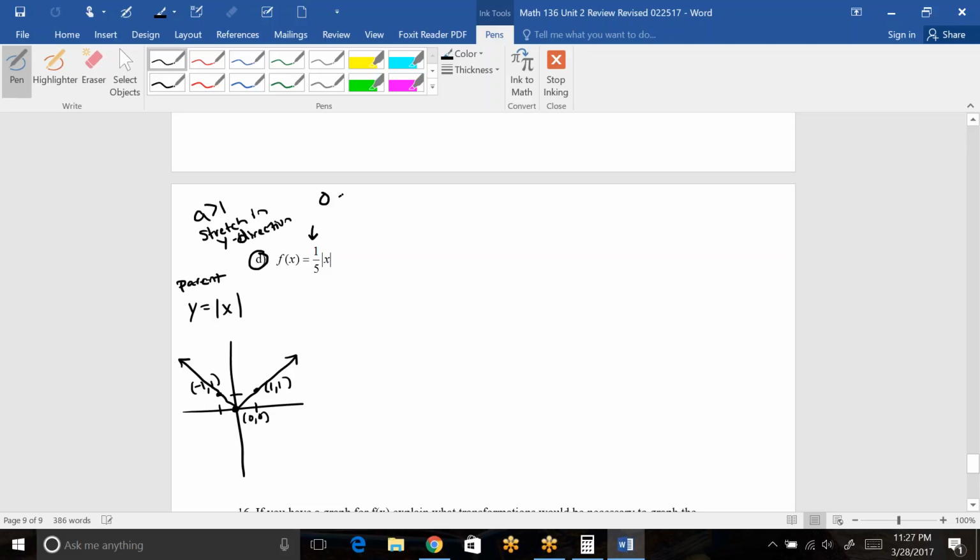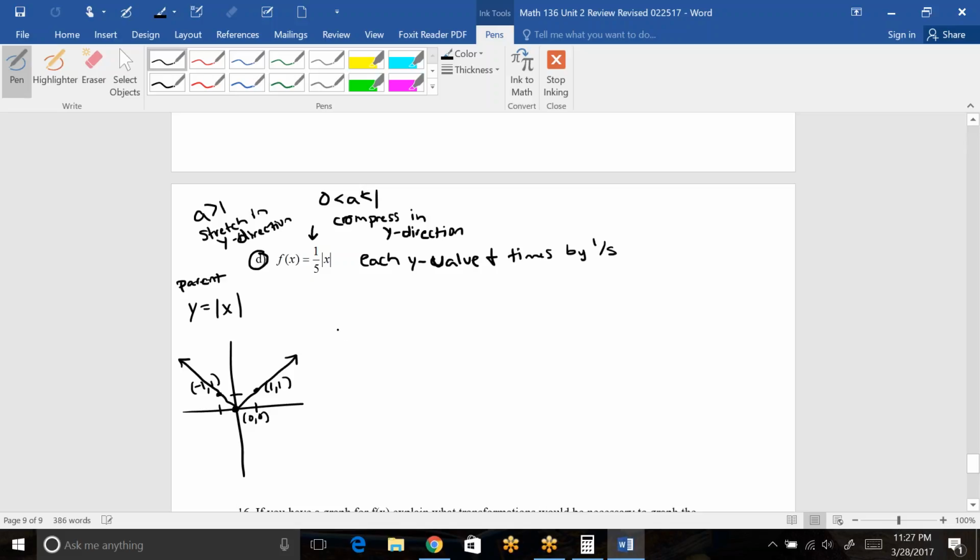If it is between 0 and 1, which is what we have, you compress in the y direction. What that really means is your y's are going to shrink compared to where they are now. The height is going to get smaller point by point. So what I think of this is that we're taking each y value, because it's affecting y since it's outside of the parent, and timesing it by 1/5.